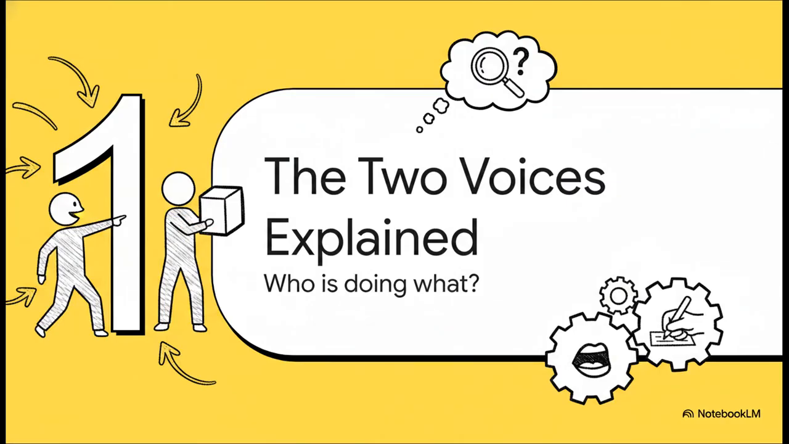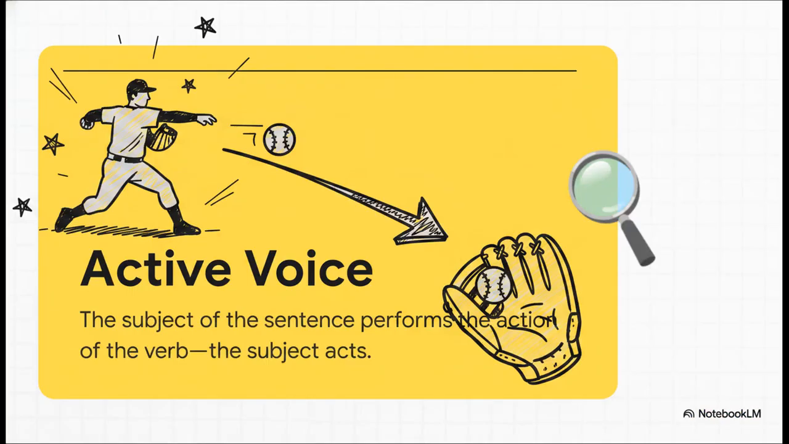Okay, moving on to section 1, the two voices explained. Let's really look at who is doing what here. So in the active voice, the subject of your sentence is the undisputed star of the show. The subject is directly performing the action. Think of it kind of like a pitcher throwing a baseball. The pitcher is our subject, the action is throwing, and the ball is the object that's receiving that action. It's linear, it moves forward, and it leaves literally zero confusion about who is responsible for the pitch.